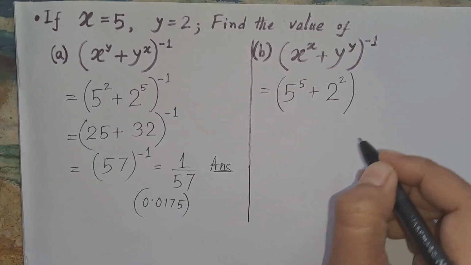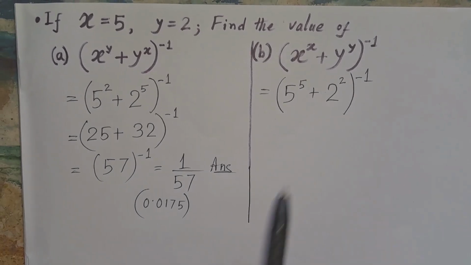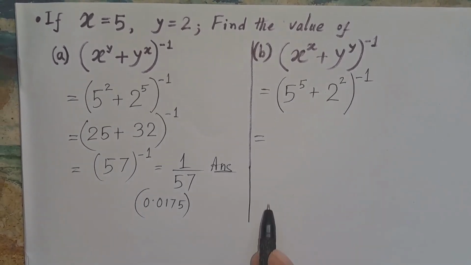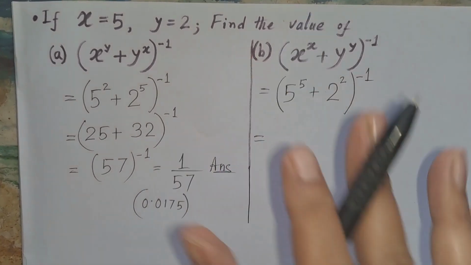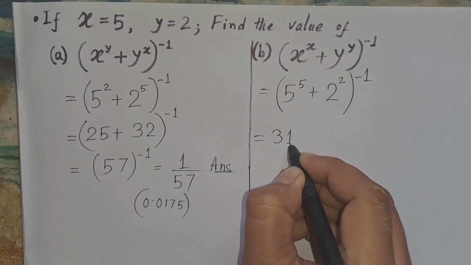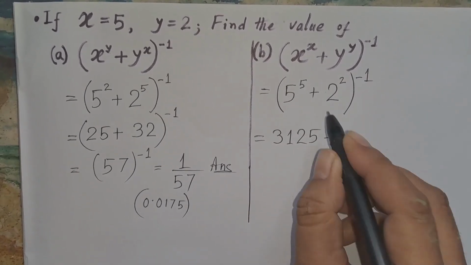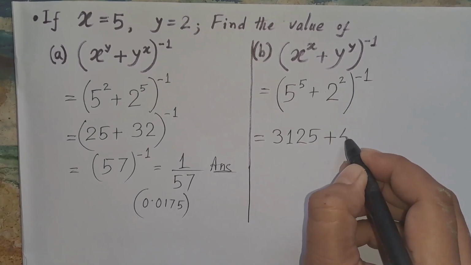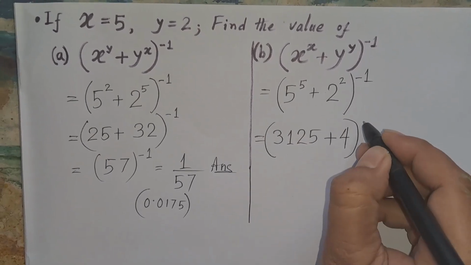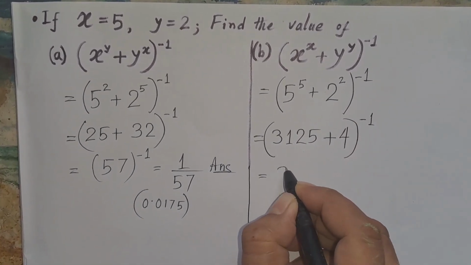y to the power y, that means 2 to the power 2. The outside power is minus 1. So 5 to the power 5 means 5 5's are multiplied. Just do it in your rough copy. We will get 3125, and 2 square means 4. Outside the whole power is minus 1, just like before.